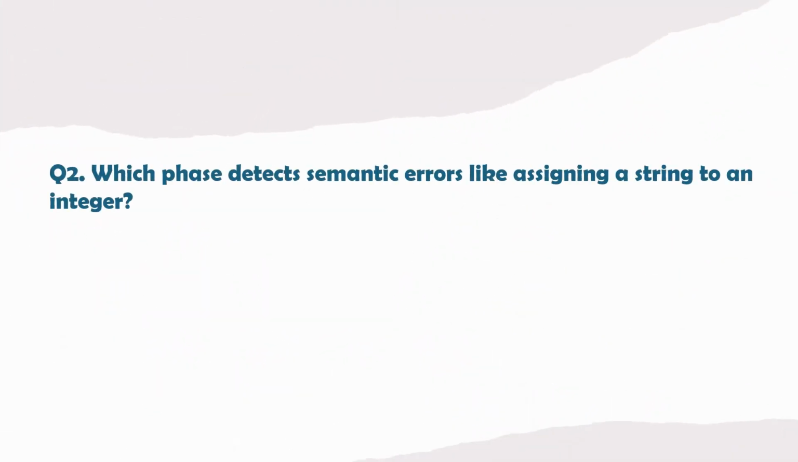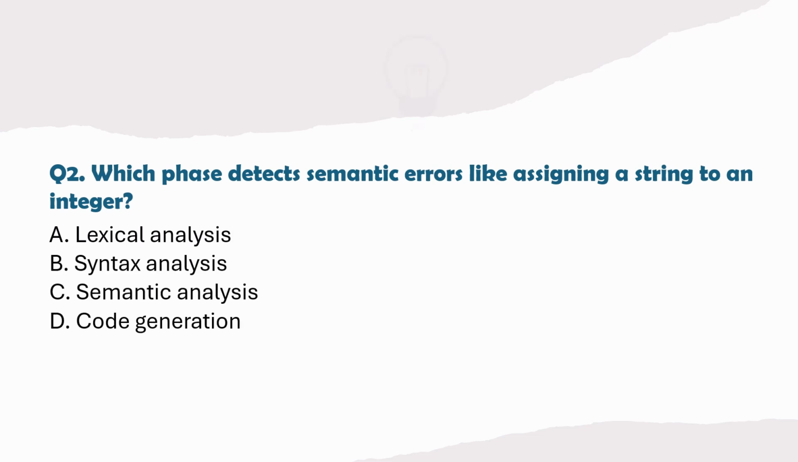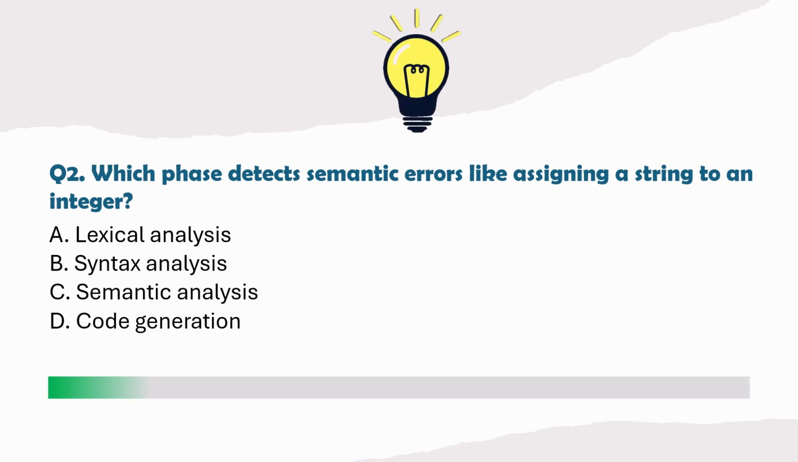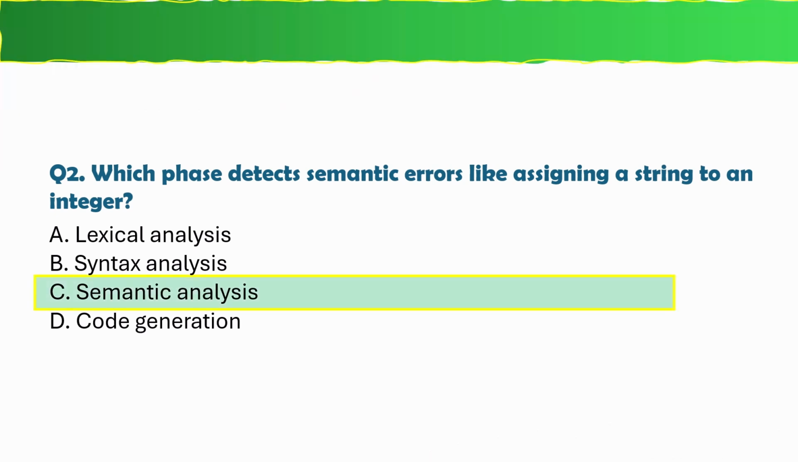Next, which phase detects semantic errors like assigning a string to an integer? If you recall, we discussed that during semantic analysis. Even if a program follows correct grammar rules, it may still be logically incorrect. Semantic analysis shows that the program makes real-world sense, not just grammatical sense. So the answer is semantic analysis.